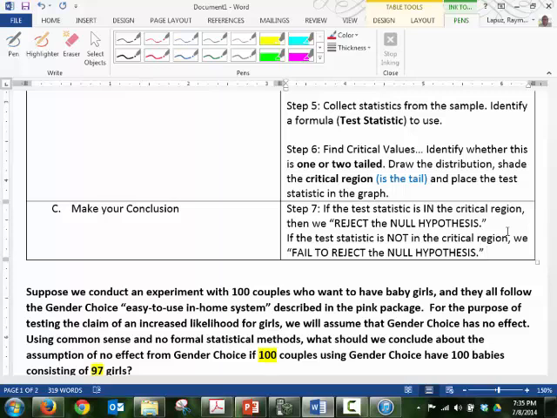So step 7 will be one of only 2 statements that you can make. You either reject the null hypothesis or you fail to reject the null hypothesis. What seems to be missing here? Accept? Don't use that word. What else is missing here?